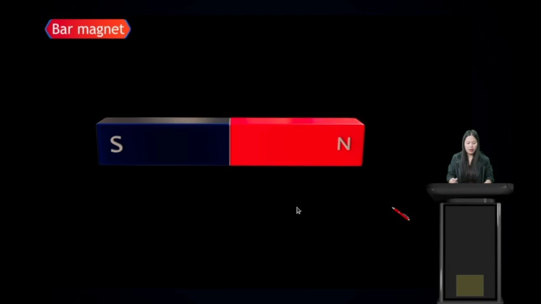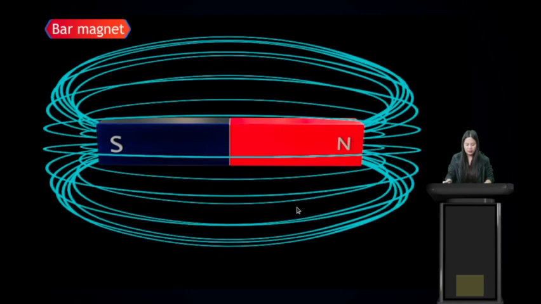So here we have a bar magnet, which we have already discussed in our previous class. A magnet has a north pole and a south pole. Let us quickly see again the magnetic field lines in a bar magnet. So here these are the magnetic field lines. The direction of magnetic field lines is from north to south, in this direction.